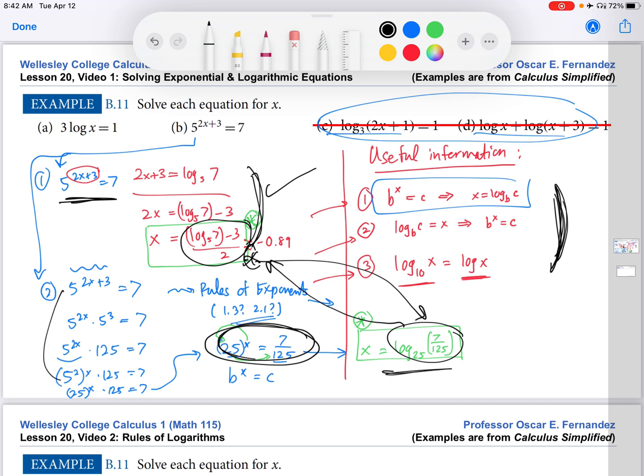There are other things you might need to use, like the rules of exponents, but this is lesson 20 in the course, so hopefully by now you've had lots of practice with those.